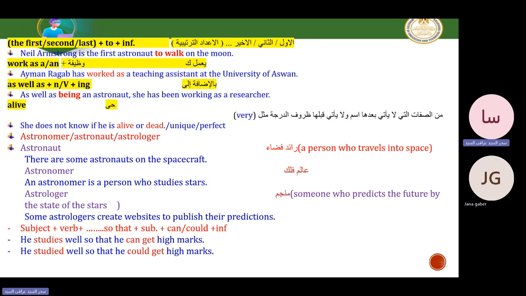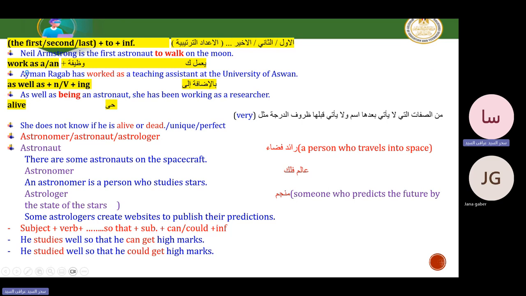Now we are going to deal with some language notes. Look at this example. Neil Armstrong is the first astronaut to walk on the moon. To walk on the moon. If we have one of the ordinals, the first, the second, the third, or even the last, followed by a noun, then we have to plus infinitive. The origin of this sentence is: Neil Armstrong is the first astronaut who walked on the moon. We omit who and we add to plus infinitive.